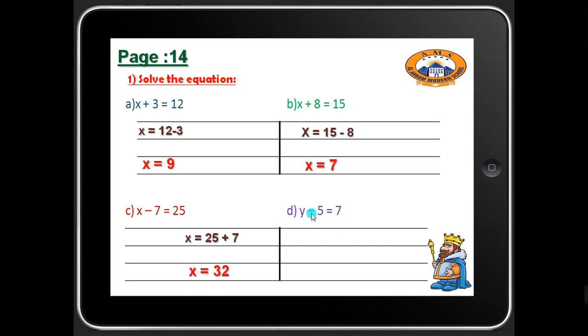Here, so easy, y minus 5. Now you can do it by yourself. Move minus 5 to the other part of the equation. Minus is going to change to become plus. So here I have y equals 7 plus 5. 7 plus 5, my dear student, gives me 12. So the answer of my equation is y equals 12.